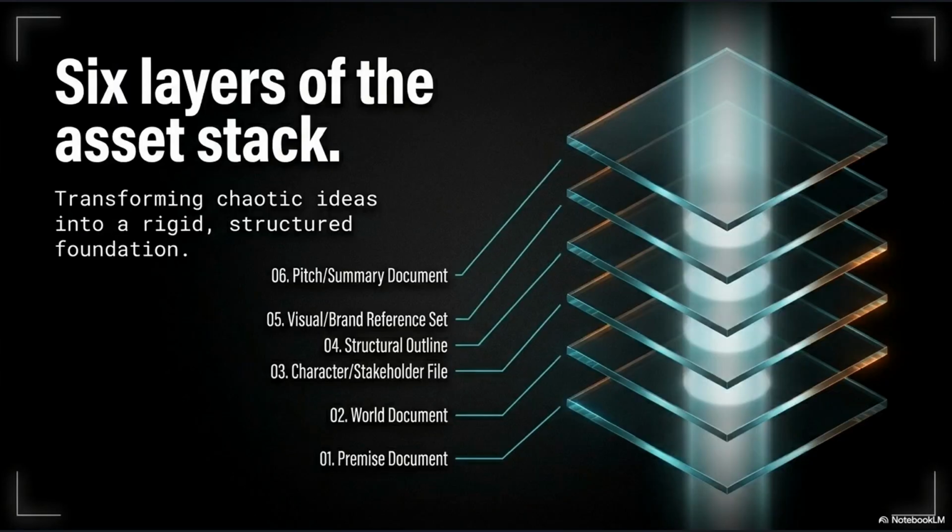To transform chaotic creative ideas into something actionable, we've developed a 6-layer asset stack. Think of this as a pyramid of clarity. At the foundation, you have your premise document, the core idea. From there, you build upward through a world document that establishes context, a character and stakeholder file that defines who matters, and a structural outline that maps the narrative flow. Once those internal layers are solid, you create your visual and brand reference set to maintain consistency. And finally, you synthesize everything into a pitch or summary document.